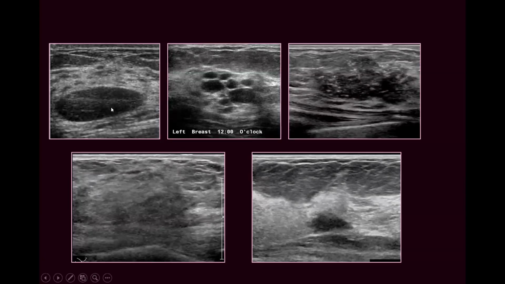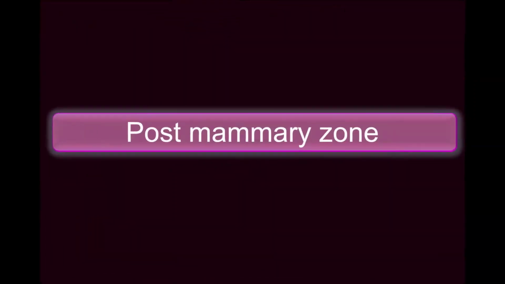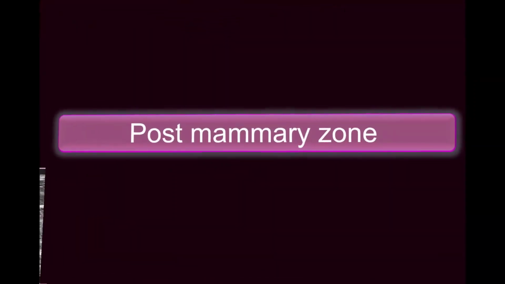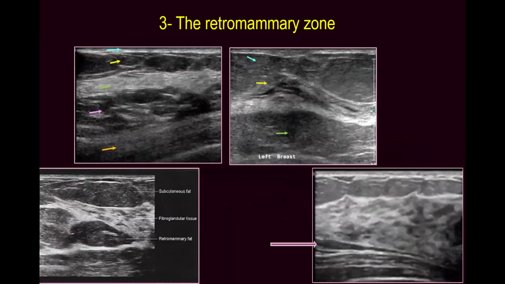If we look here, we have just within the mammary zones multiple lesions, benign and malignant. But here, this lesion is posteriorly located and extended into the retromammary zone. This is posterior, but still contained within the mammary zone. But this one here extended into the retromammary zone. Okay, let us go for the retromammary zone.